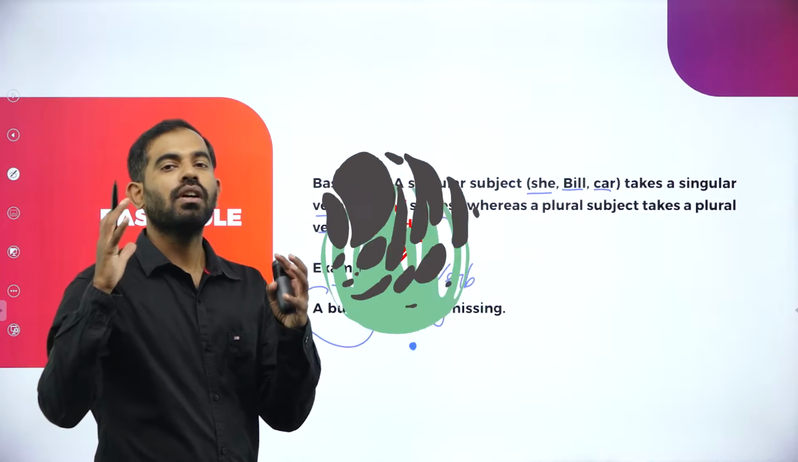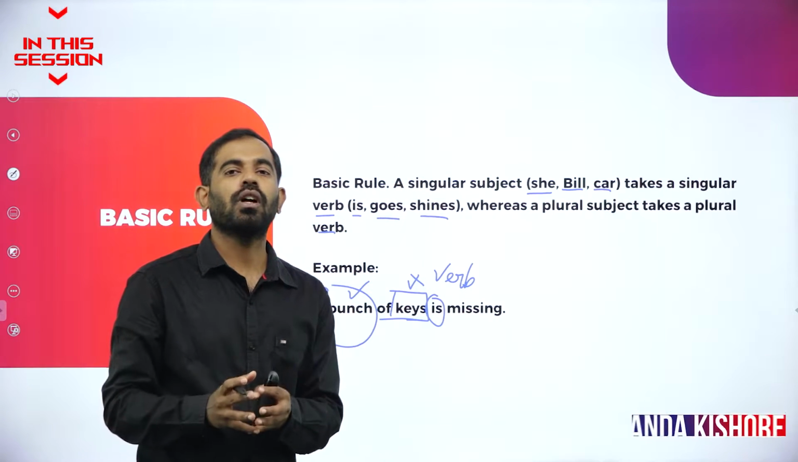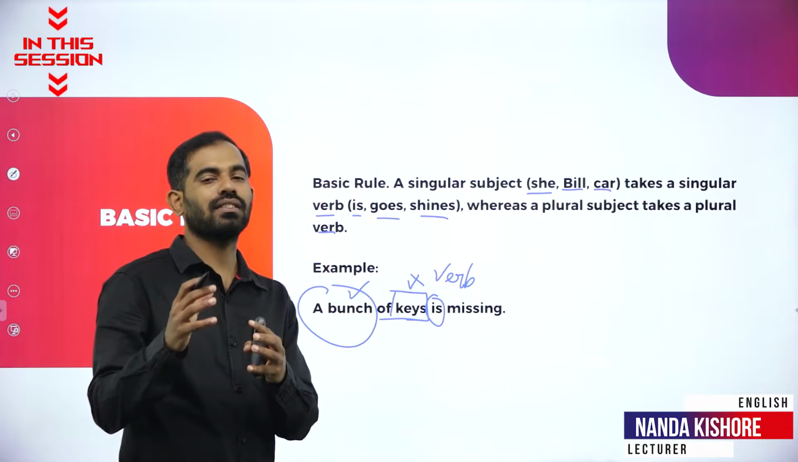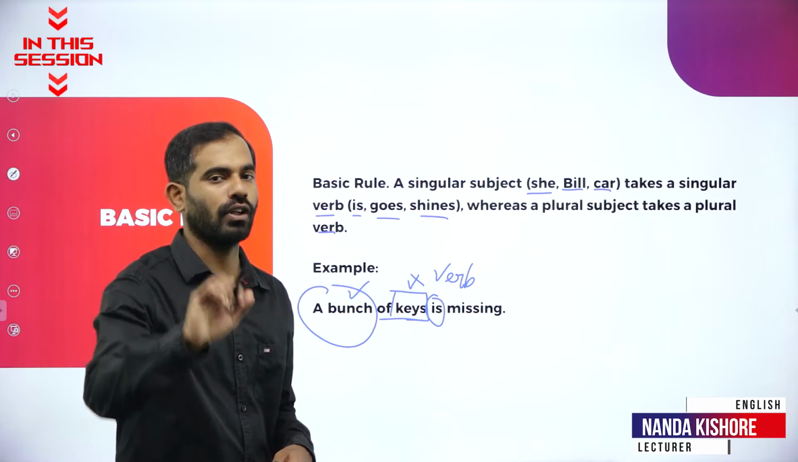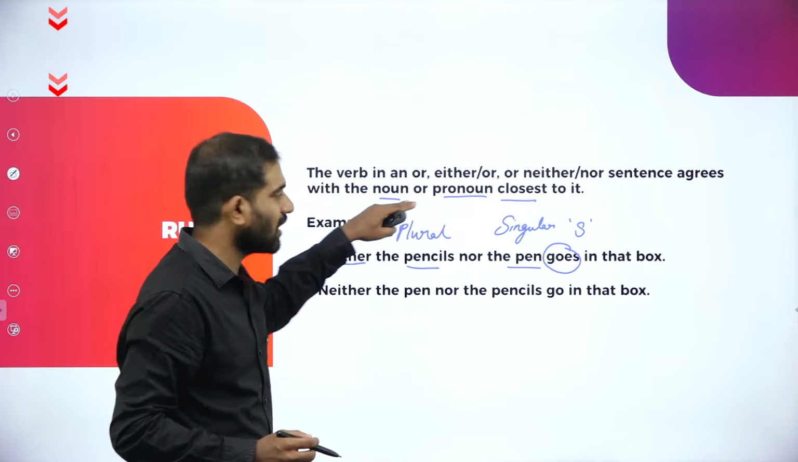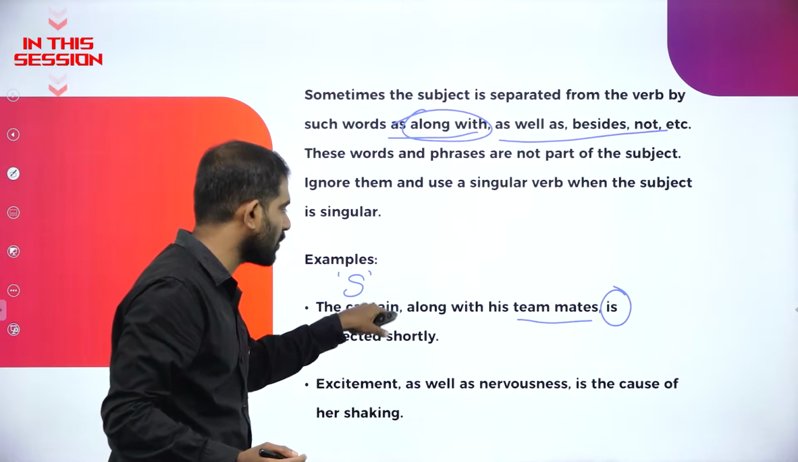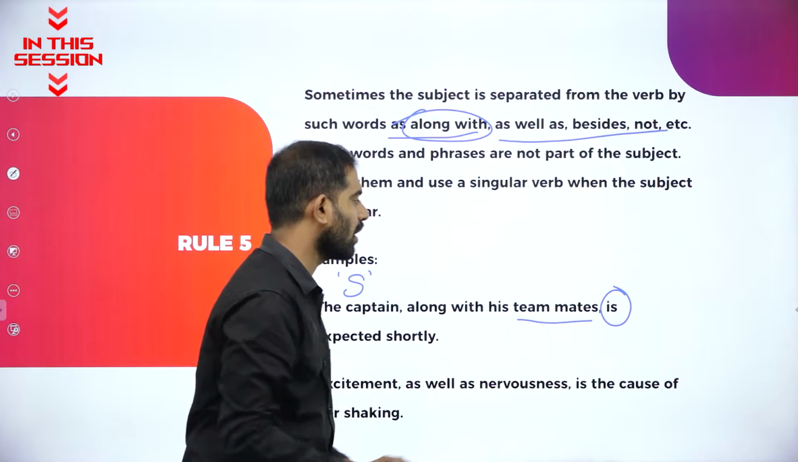So in order to use the right form of the verb, you should be able to identify the subject, whether it is in singular or plural. The verb in the sentence agrees with the noun or pronoun closest to it. So the pen is closest here. Here the subject is singular, the main subject. So we are using a singular verb.